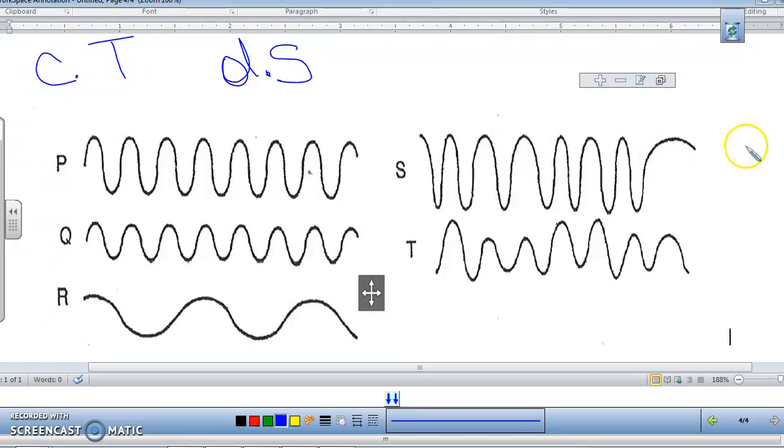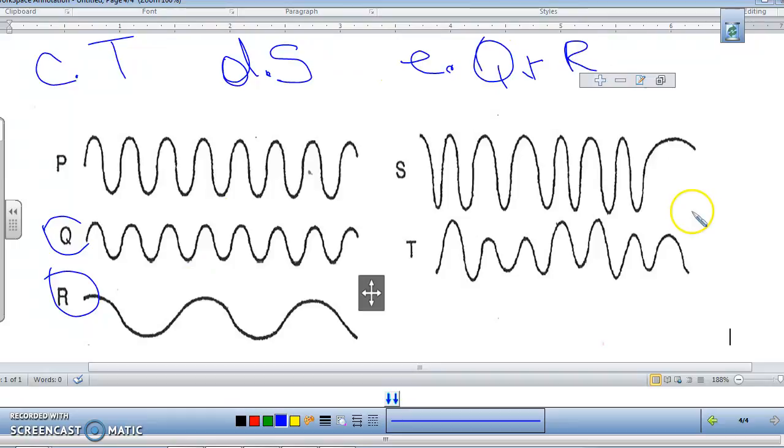And then next one, we're on letter E. It says waves blank and blank have a low amplitude and steady frequency. So amplitude is height. So the ones with small height are Q and R. And they also have steady frequencies, which means their waves are occurring at a steady pattern. So Q and R. Moving on to number 7.